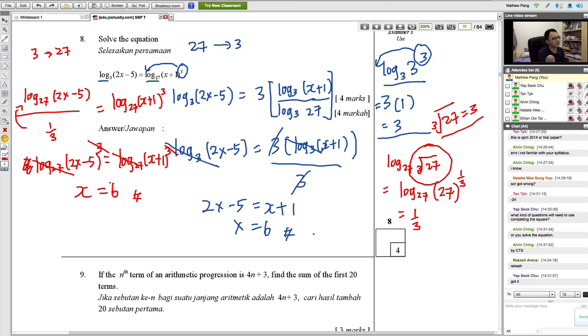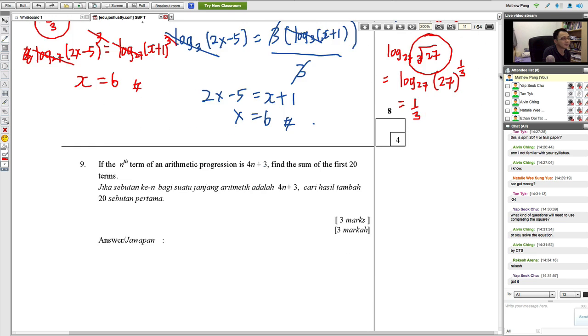But this is the reason why I do not recommend you change the smaller value into the bigger one, meaning change 3 into 27, because you will have difficulty solving log base 27 of 3. So just always change the biggest base to the smallest one. Alright, I will move on to number 9.